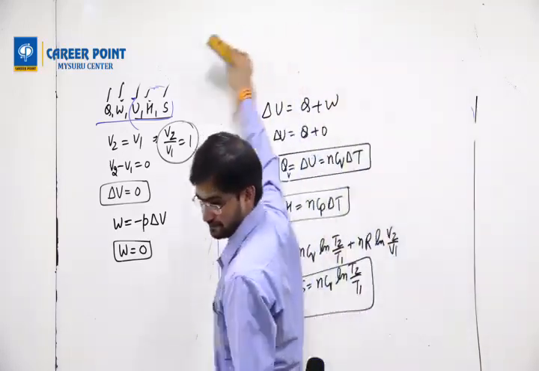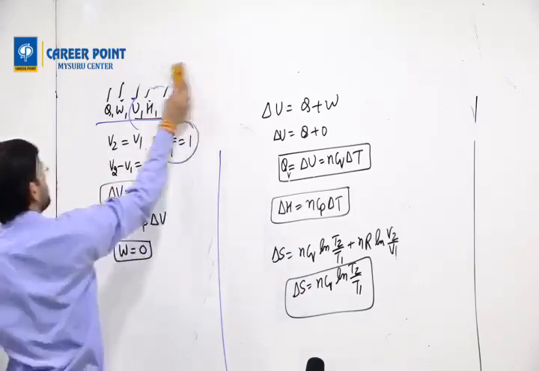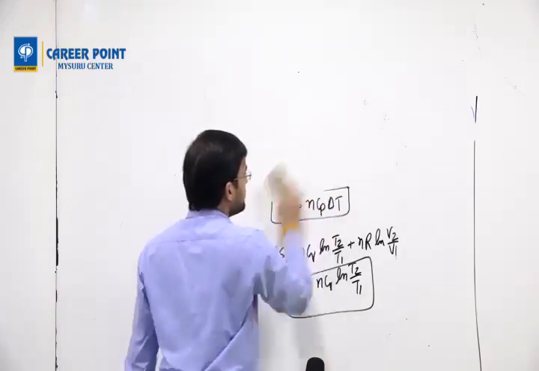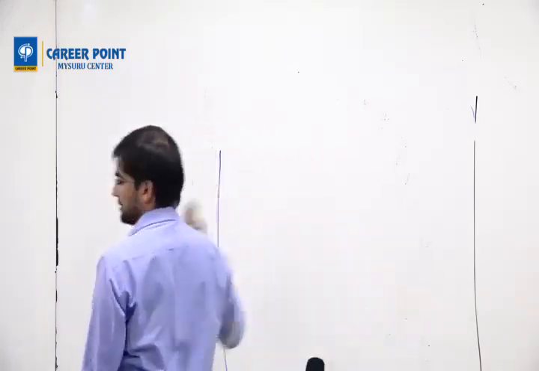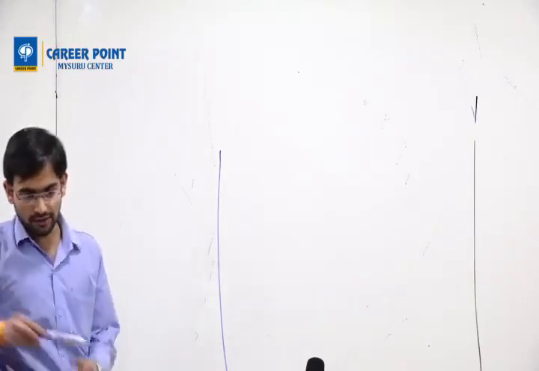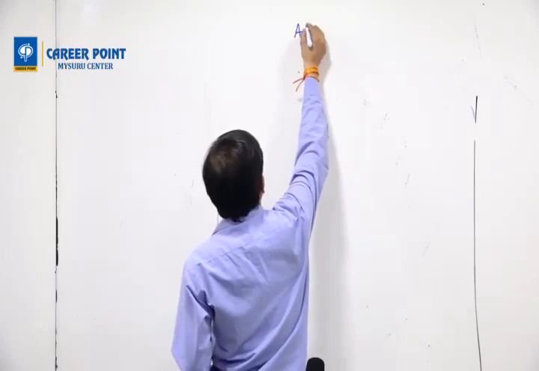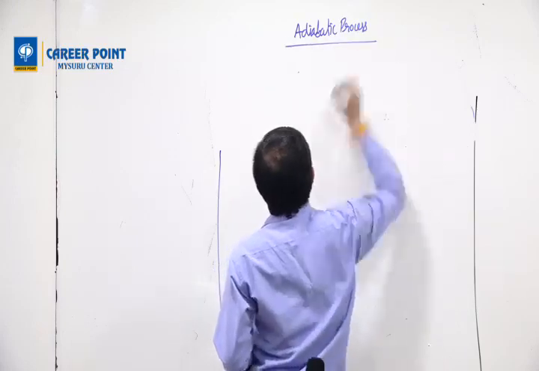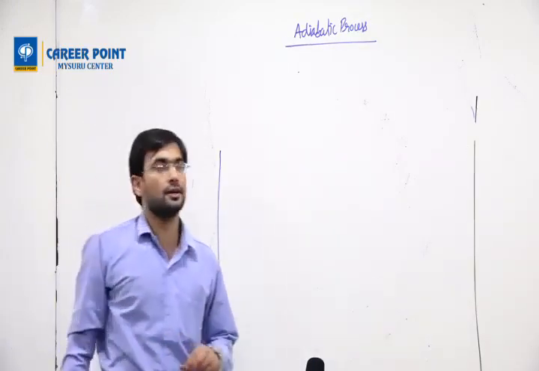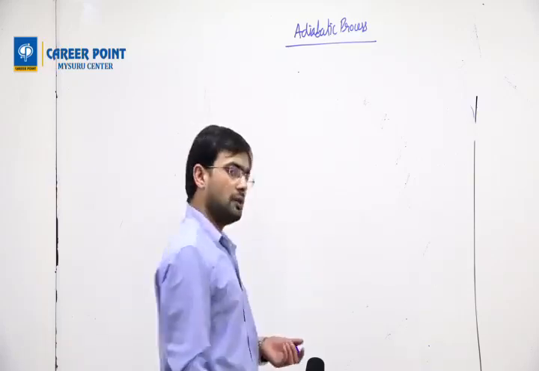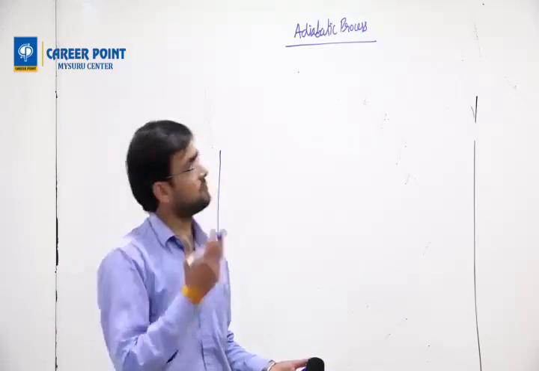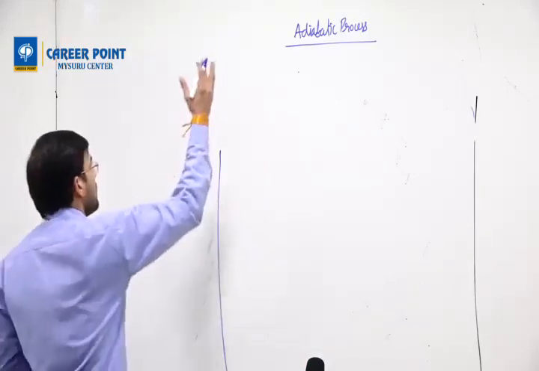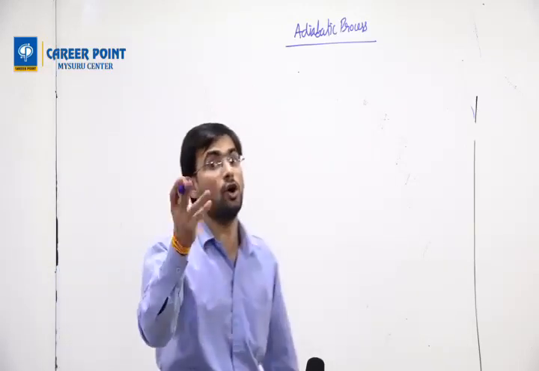Okay, so now, what is that process? That process has a name called adiabatic process. Adiabatic process, it will always happen in an isolated system, which I told you in the types of system. So when you have an isolated system, it means there is no mass transfer, there is no heat transfer.